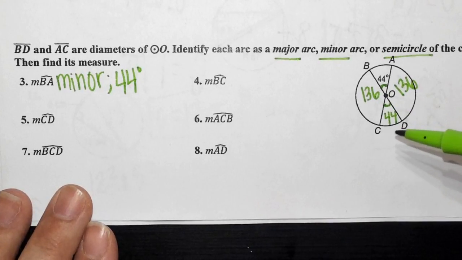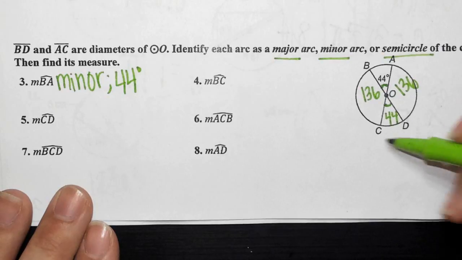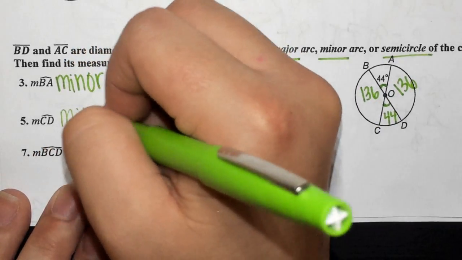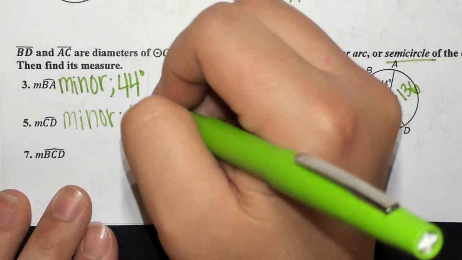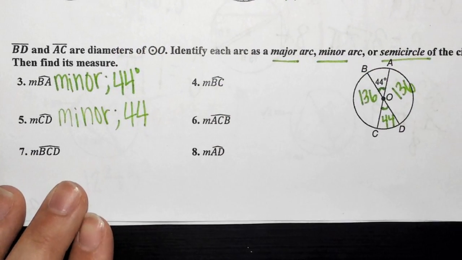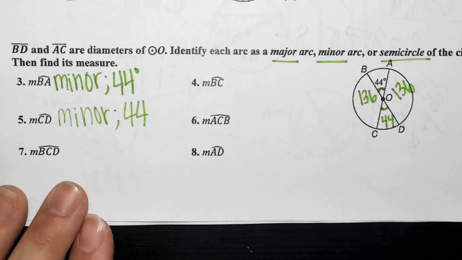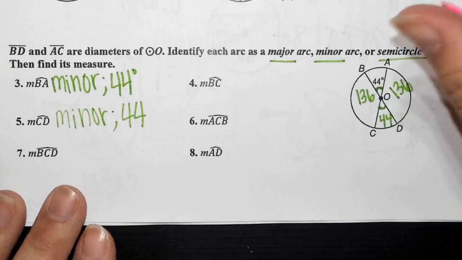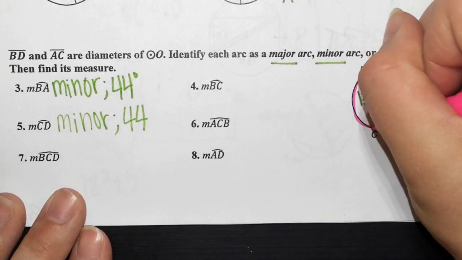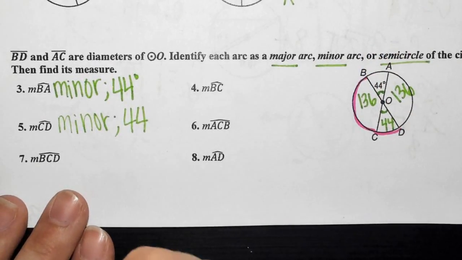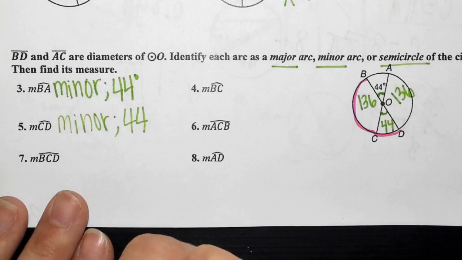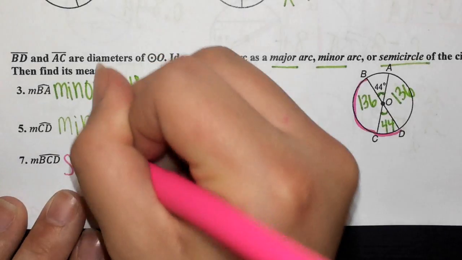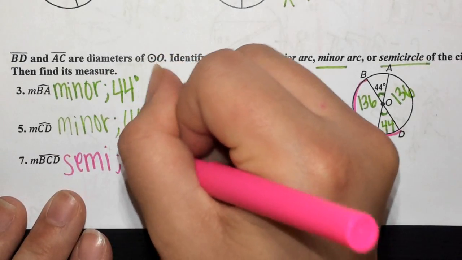Okay, CD. How many is CD, major, minor, or semi? Minor. And how many degrees? Okay, now we're talking about B, C, D. So you have to follow it exactly in the order that it's given. From B to C to D. How many degrees? 180. So it's a semi, and it is 180 degrees.